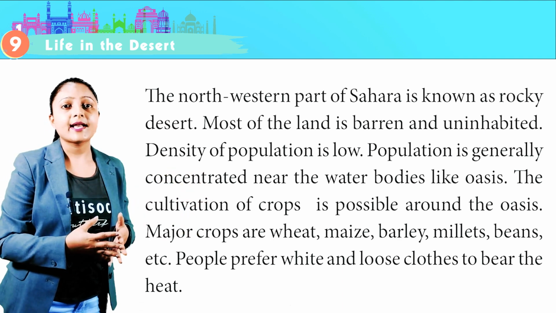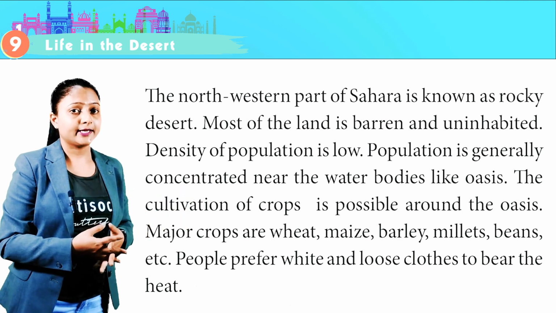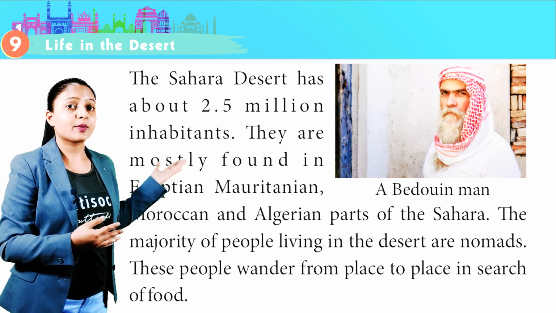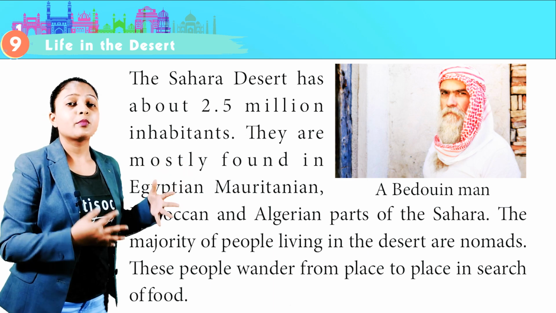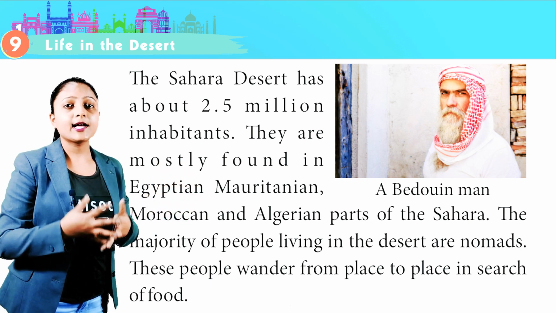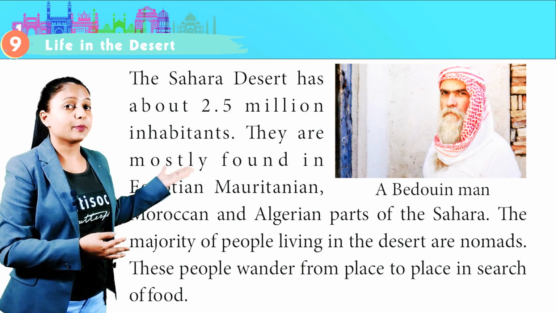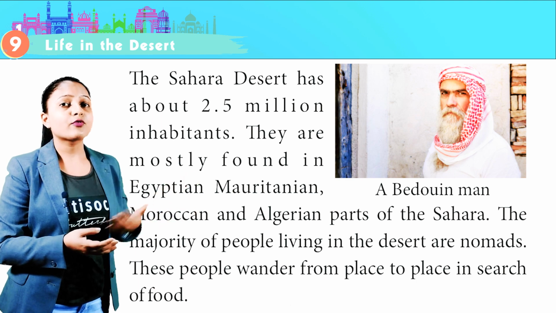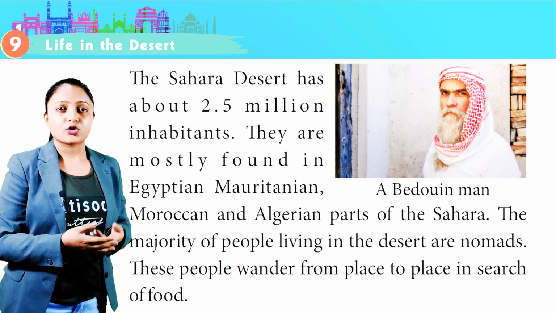People prefer white and loose clothes to bear the heat. The Sahara Desert has about 2.5 million inhabitants. They are mostly found in Egyptian, Mauritanian, Moroccan, and Algerian parts of the Sahara. The majority of people living in the desert are nomads. These people wander from place to place in search of food.